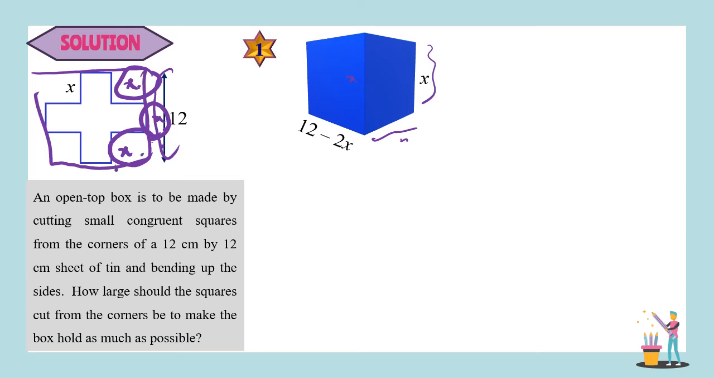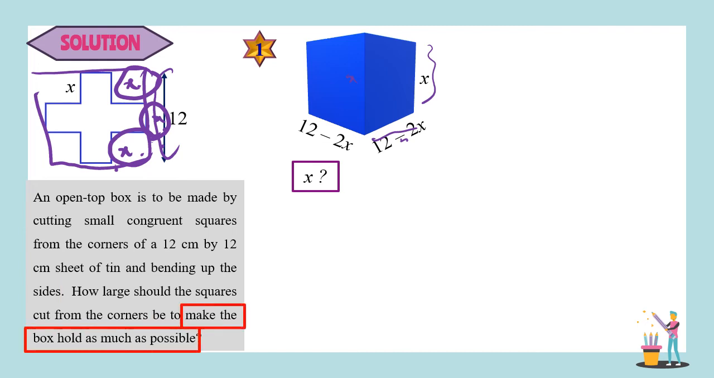To find the volume, we have to represent the volume in terms of x, right? How large should the squares cut from the corners be? It means that it will be x. And then the volume of the box, to make the box hold as much as possible.